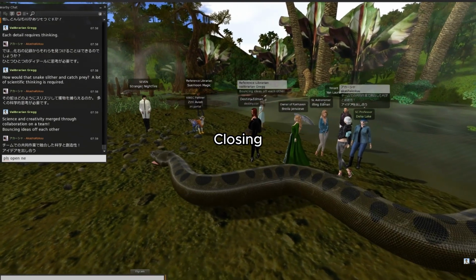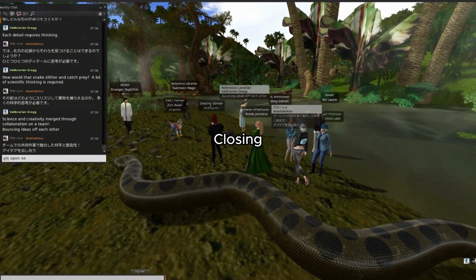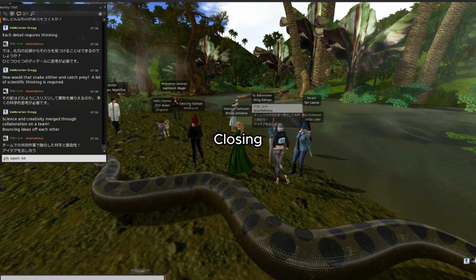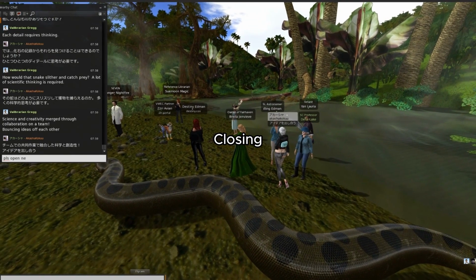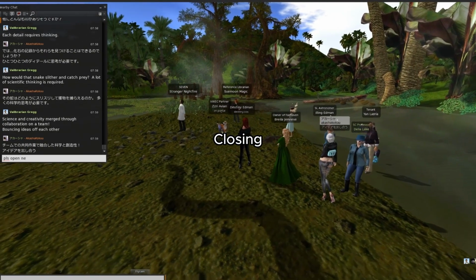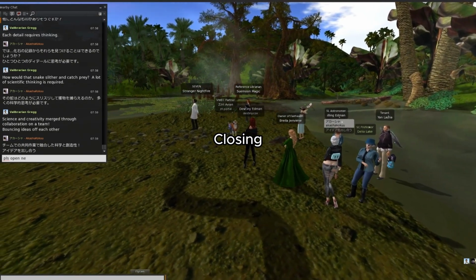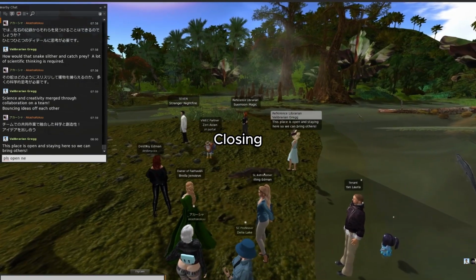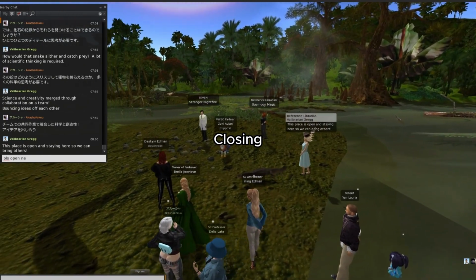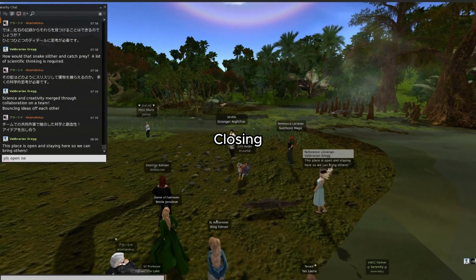So this is an open site. It's staying here, and feel free to bring other people if you have students. If you have, bring them here as well. Bring friends. Challenge your own imagination.